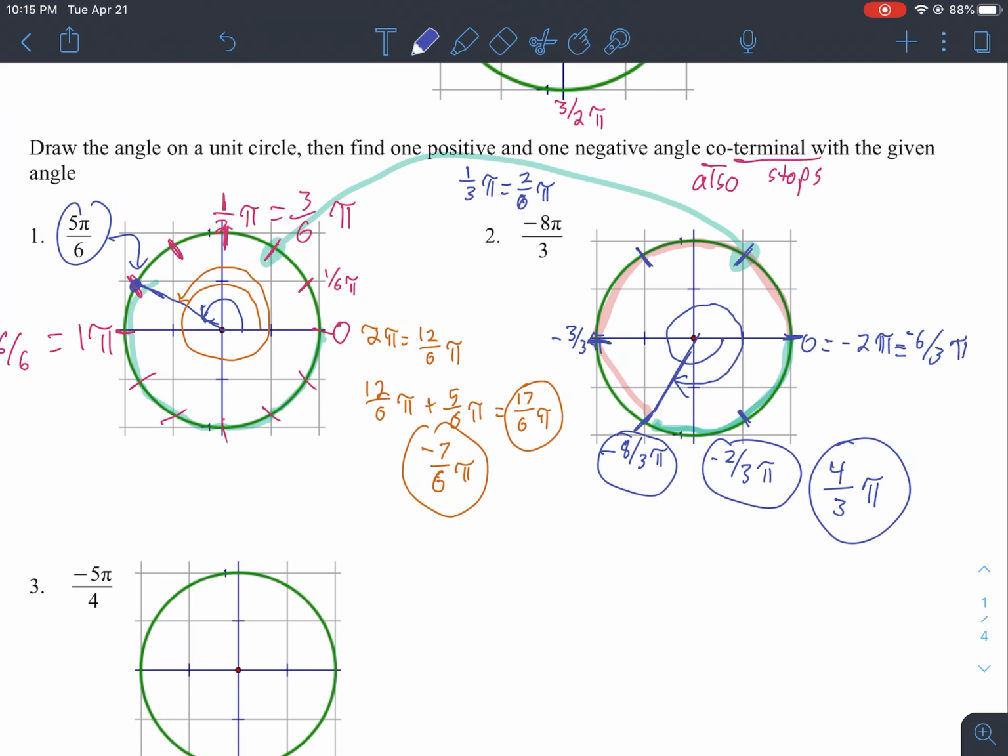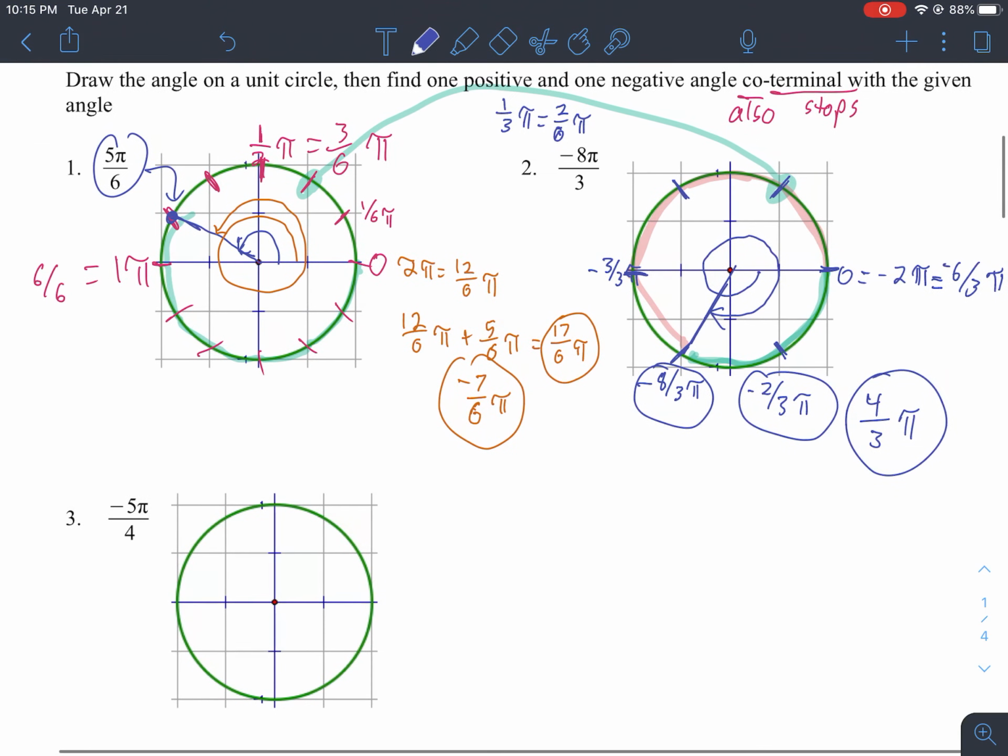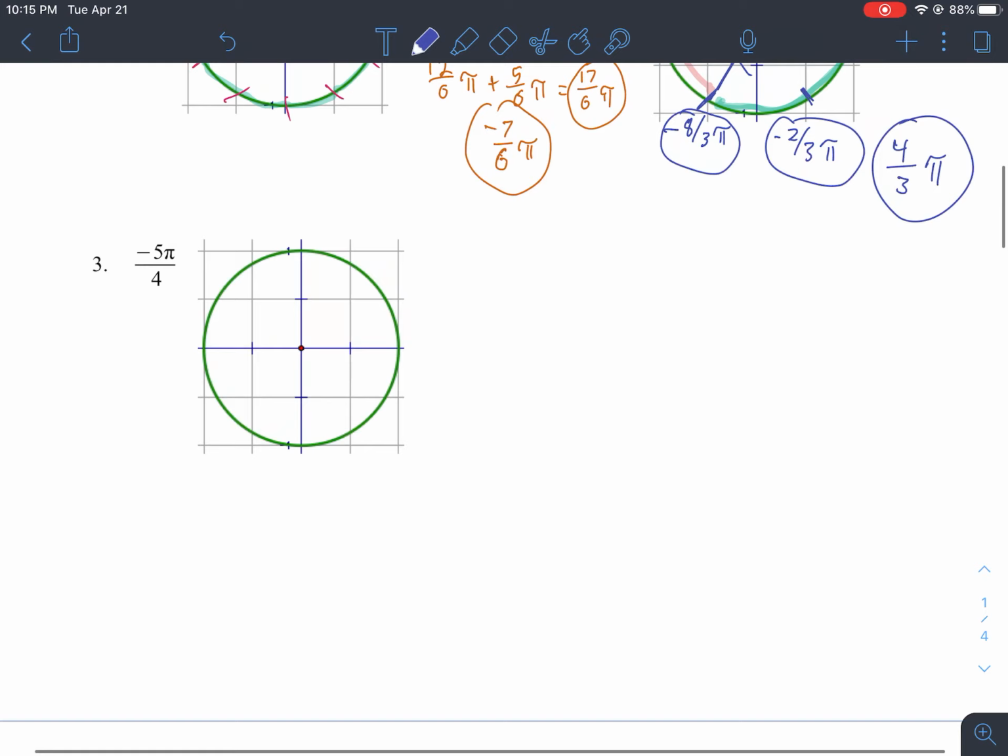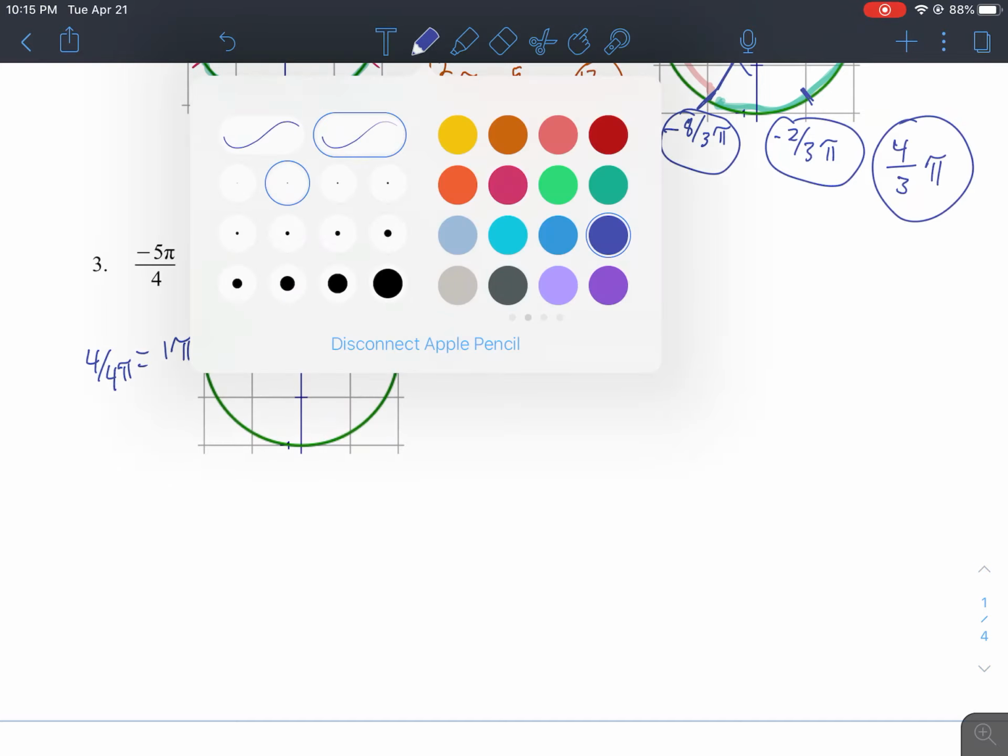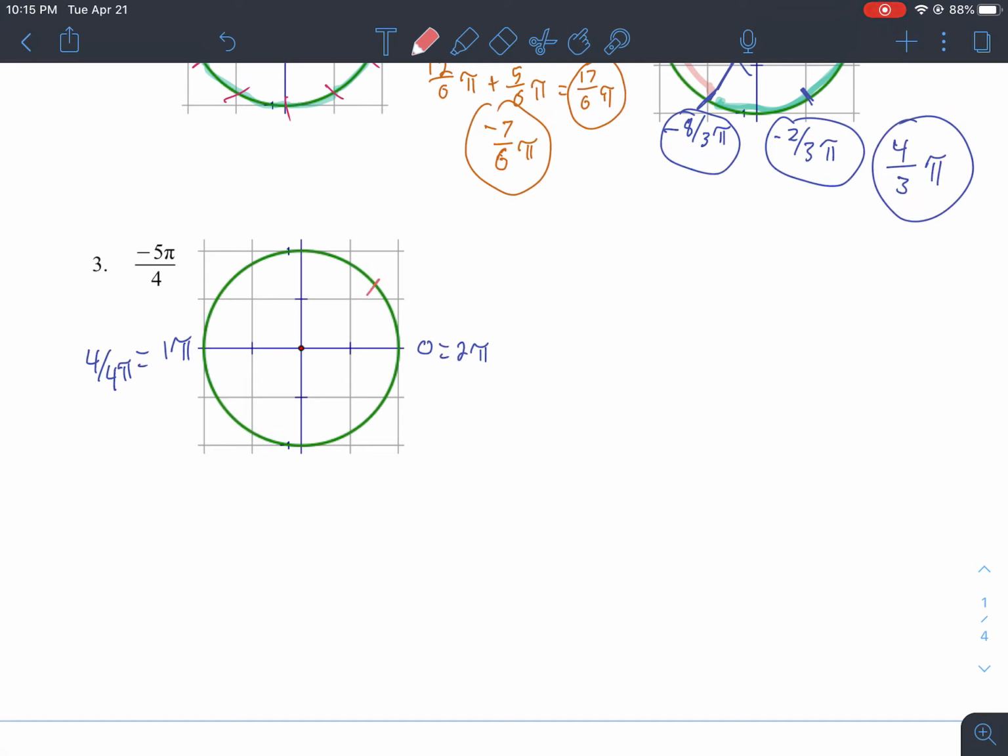Okay. Now these are also our favorite spots. We like the sixths, the thirds, and the fourths because they correspond to our favorite triangles from the last worksheet. Fourths. This is 0 or 2 pi. 1 pi is there, which is the same as 4/4. So 1/4, 2/4, 3/4, 4/4, 5/4, 6/4, 7/4, 8/4.